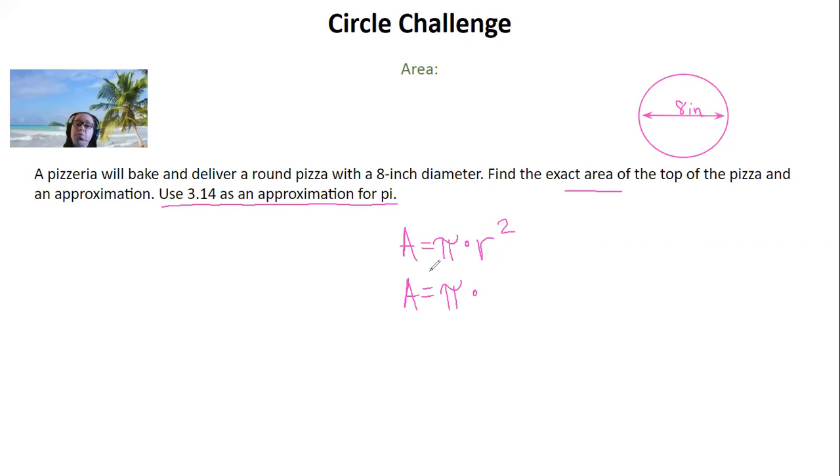Yeah, so 4 is what's going to go into my formula. So 4 squared. What is 4 squared?